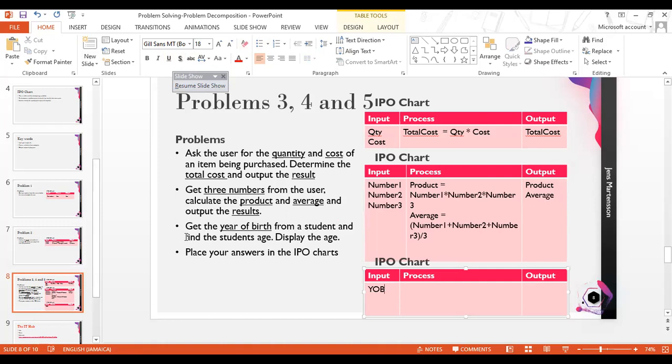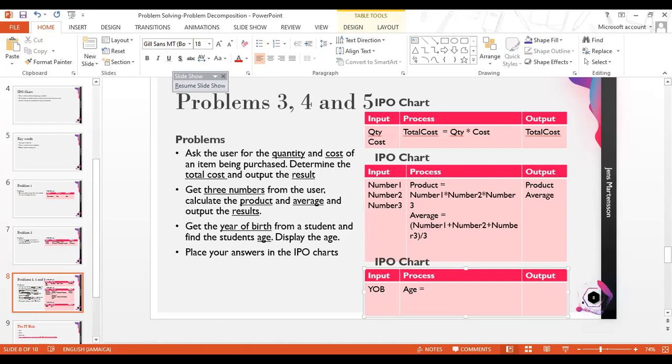And it says find the student's age. So what we're calculating here is a student's age, or I'm simply going to use age for short. I'm going to type age here and put in the equal sign. So we have the year of birth as our only input, but how can we calculate somebody's age if we know their year of birth or the year they were born in? It's easy and it's simple.